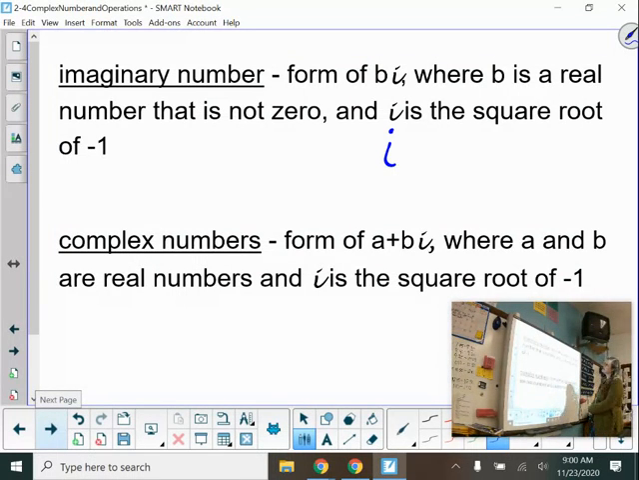So we have some notes here. We have imaginary numbers in the form of bi, where b is some real number that is not 0, and i is the square root of negative 1. You can see this little script i. I typically make my i's with a little tail on them so that they don't look like ones. And then you have complex numbers. Complex numbers are the form a plus bi, where a and b are real numbers, and i is the square root of negative 1. So complex numbers have a real and an imaginary part. That's what we're going to be working with throughout the majority of this section.